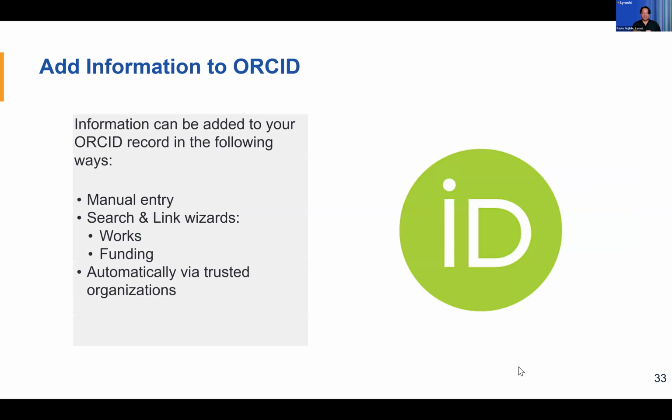All right, so the ways that you can add information to your ORCID record. Today we're going to go through a manual entry of adding information, we'll go through a search and link wizard as well, and then automatically via trusted organizations.